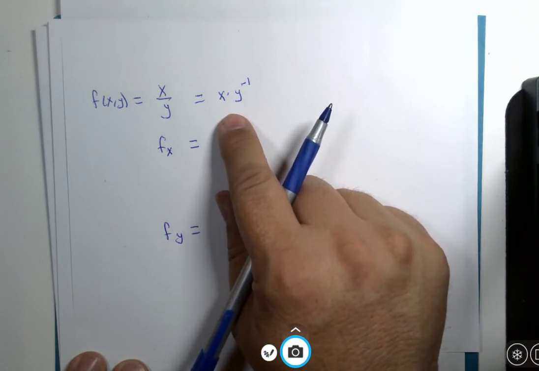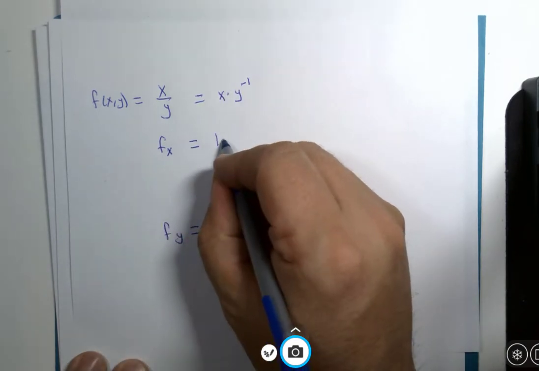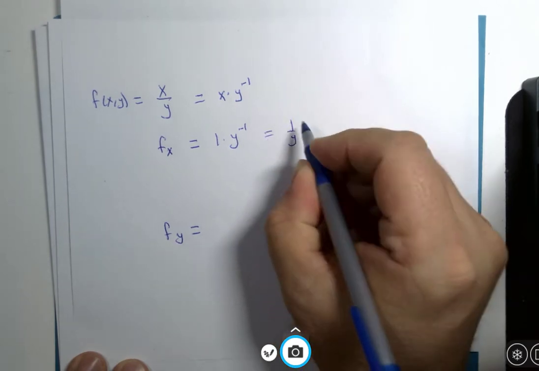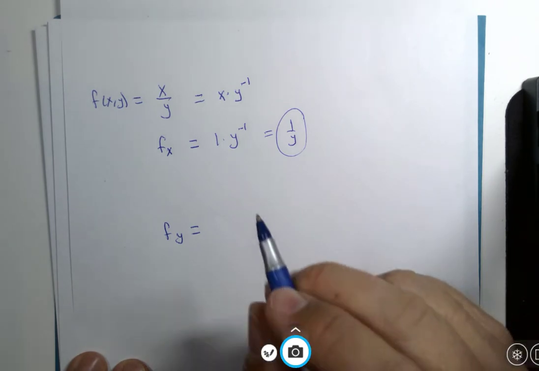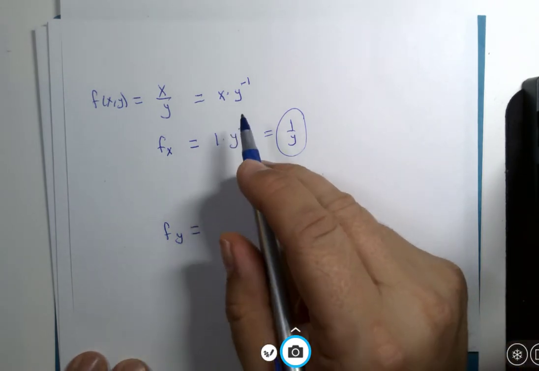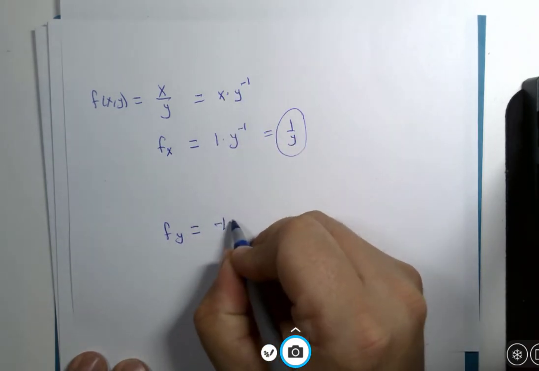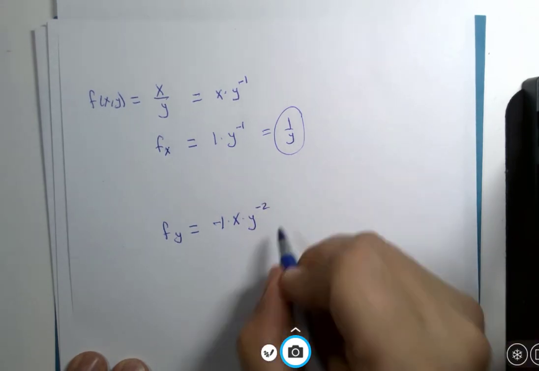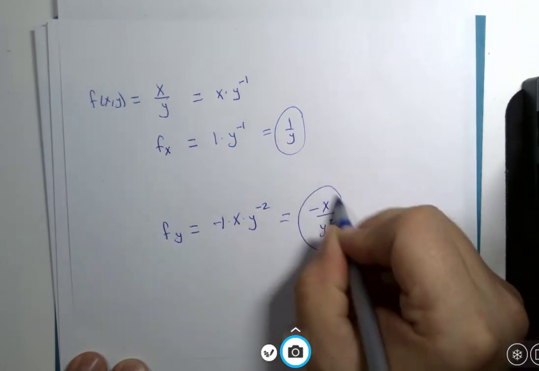Now if x is the variable, the derivative of x is just 1. This is a constant that doesn't change. 1 over y is our result. If y is the variable, then we get negative 1 times x times y to the negative 2nd power, which is negative x over y squared.